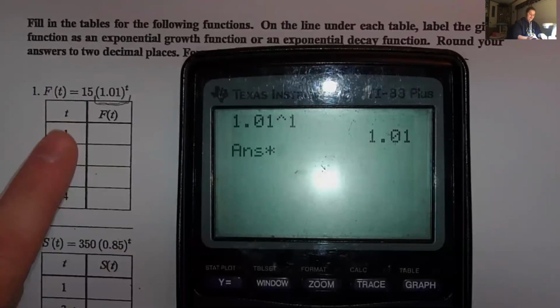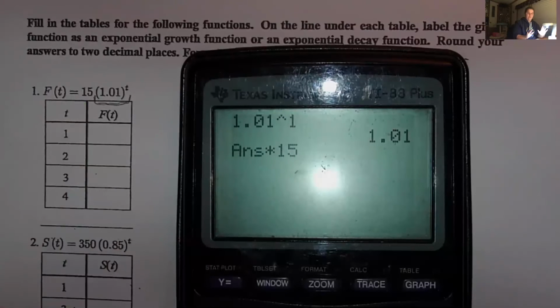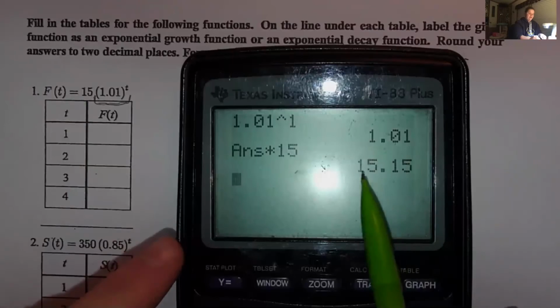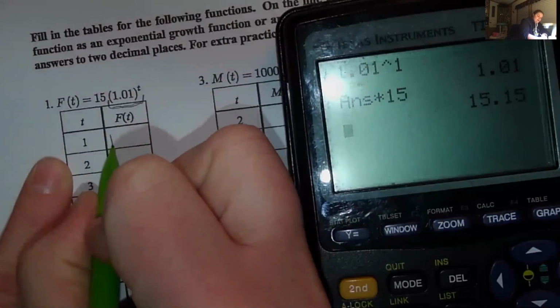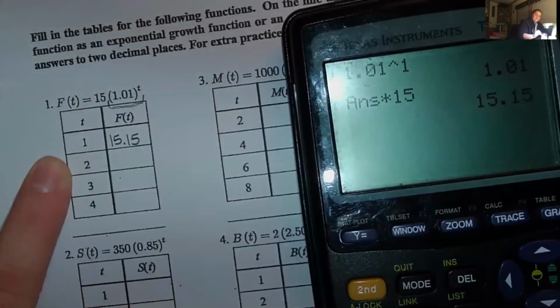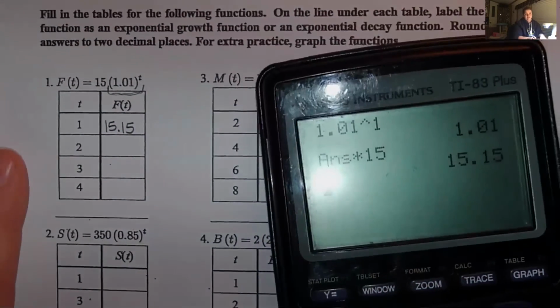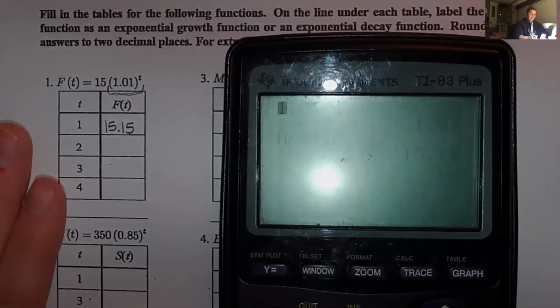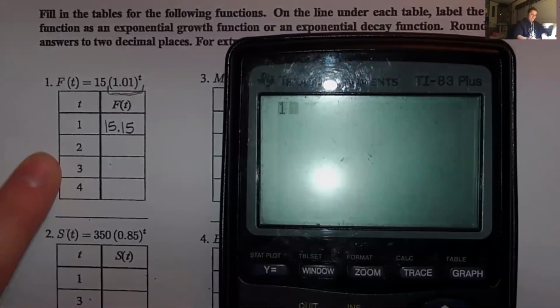So I'm just gonna go times 15. You don't have to type it again. It's already in your calculator. You just press times 15, press enter. I got 15.15. So when I put in 1, I got out 15.15. And that works to the 2 decimal places that it's asking. Okay, now I'm going to plug in the 2. So 1.01.